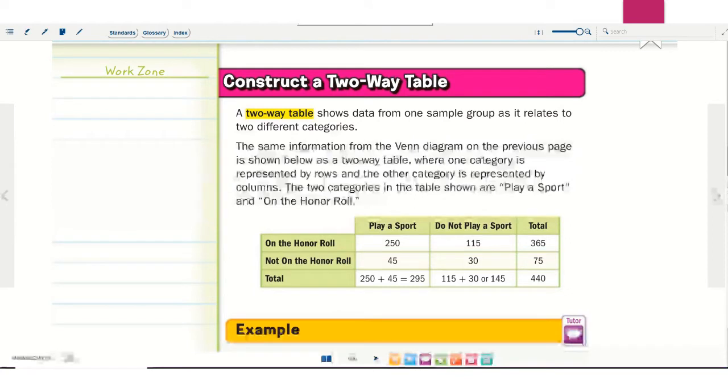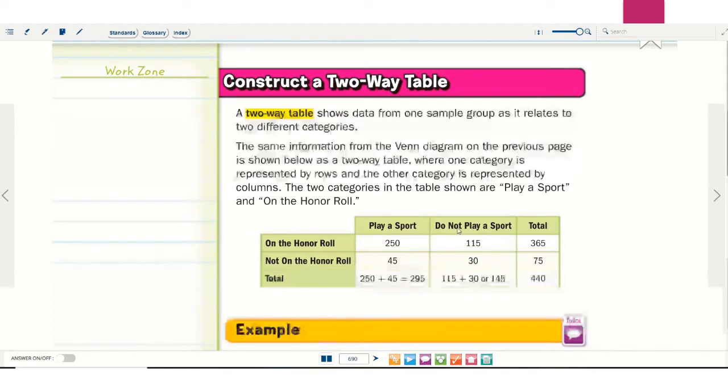So the example that they have given us at the top of 690 shows us the setup using a two-way table, which you can sometimes get information for from a Venn diagram, and they take that information and plug it into the table. You will notice, and it doesn't matter how you set these up, that playing a sport, not playing a sport, could be over here on the left, and on the honor roll, not on the honor roll could be at the top, or the way it is set up here. That does not matter.